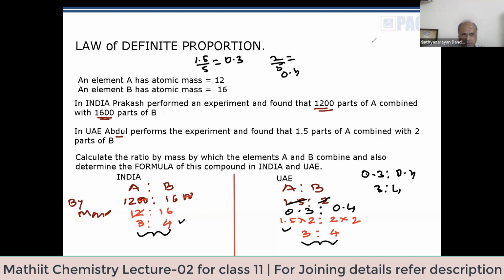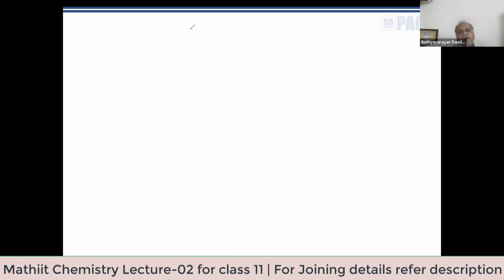Now, what is the question? A's 3 parts by weight combine with B's 4 parts by weight. What is the atomic weight of A? The atomic weight of A is 12U. What is atomic weight? Atomic weight is the weight of an atom of the element.